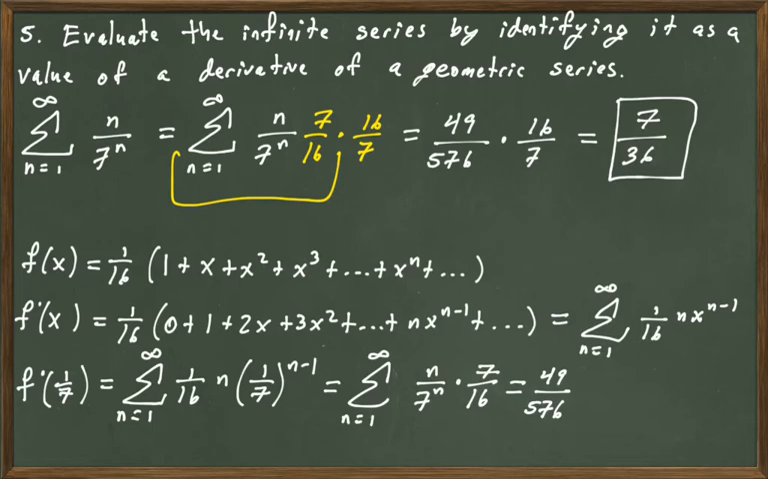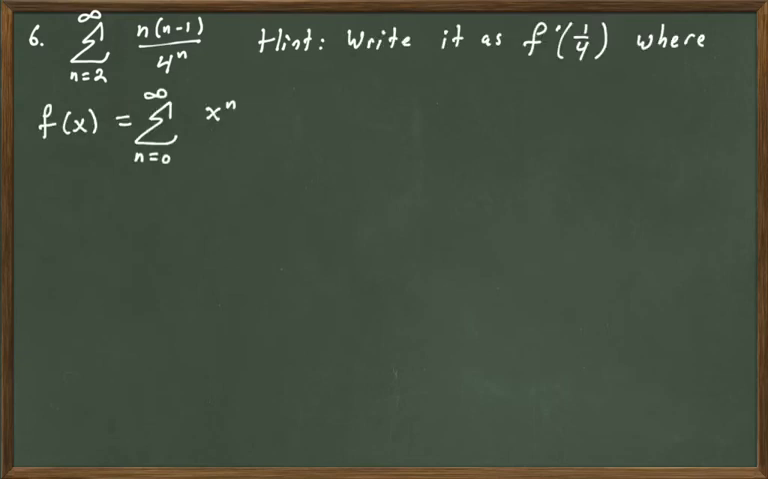All right, now let's look at an antiderivative problem. So let's look at finding the value of the sum n equals 2 to infinity of n minus 1 over 4 to the n. And so they provide us a hint, and they say, hint, write it as f prime of 1/4, where f of x is equal to the sum n equals 0 to infinity of x to the n over 16.